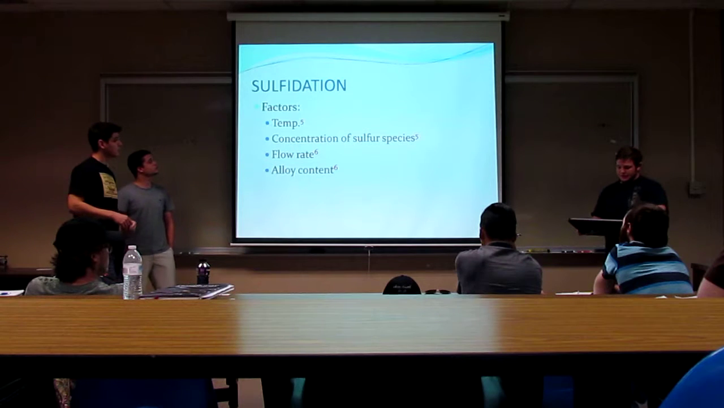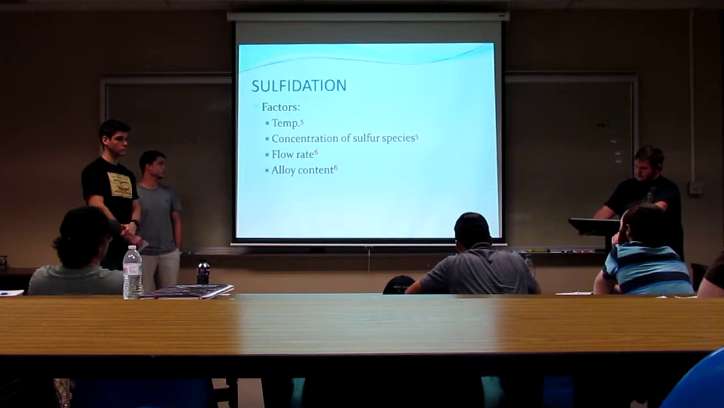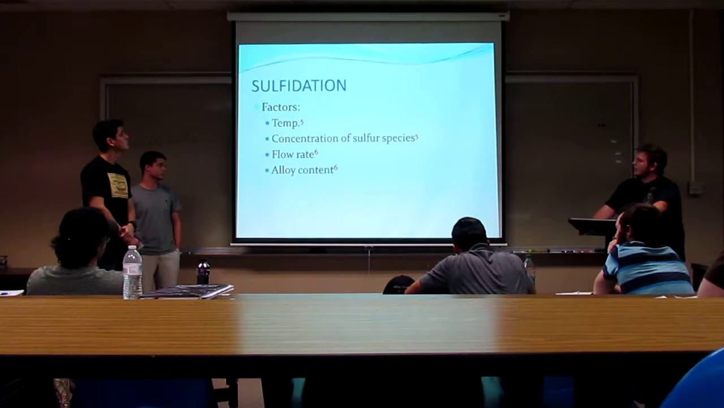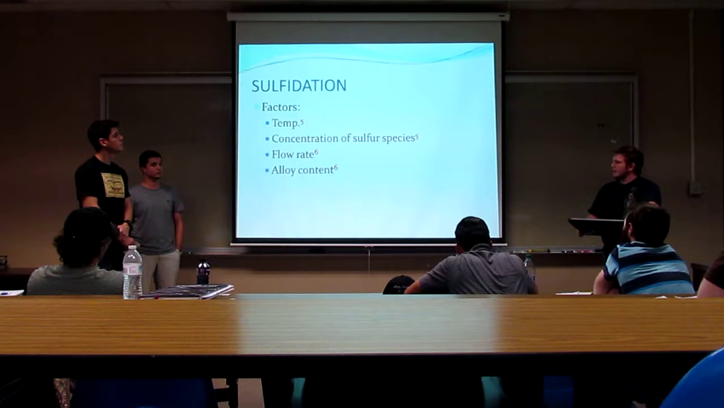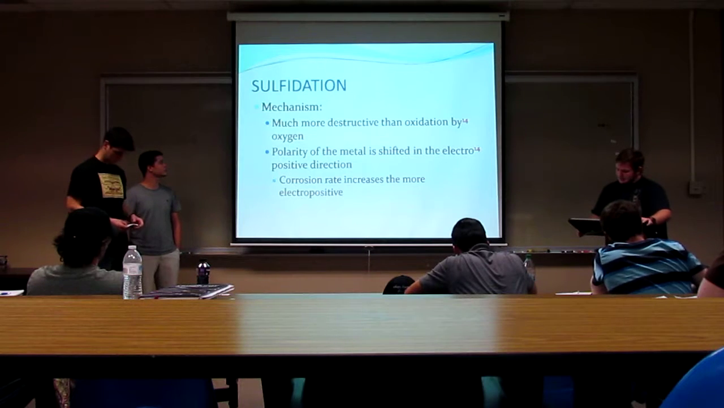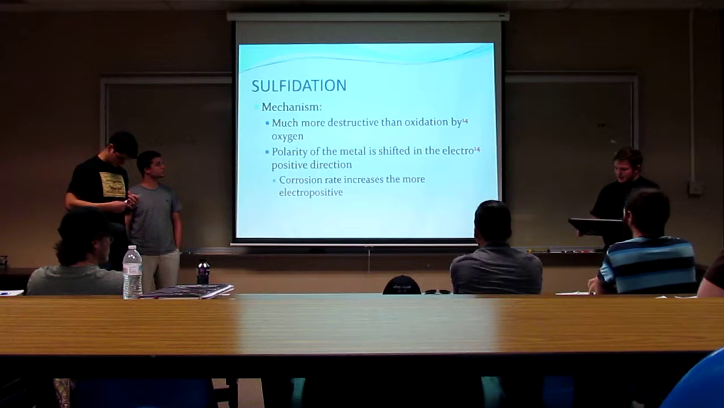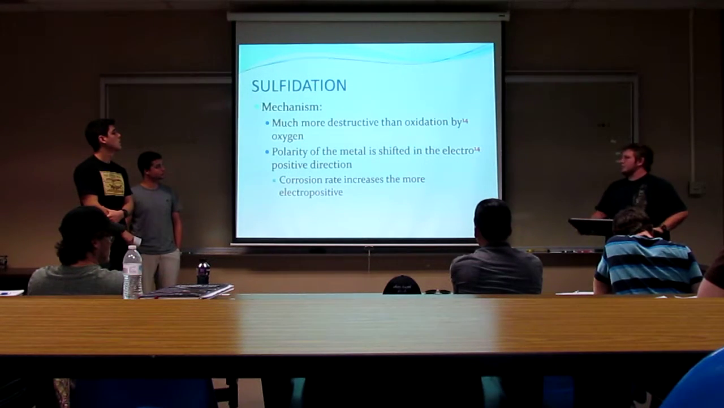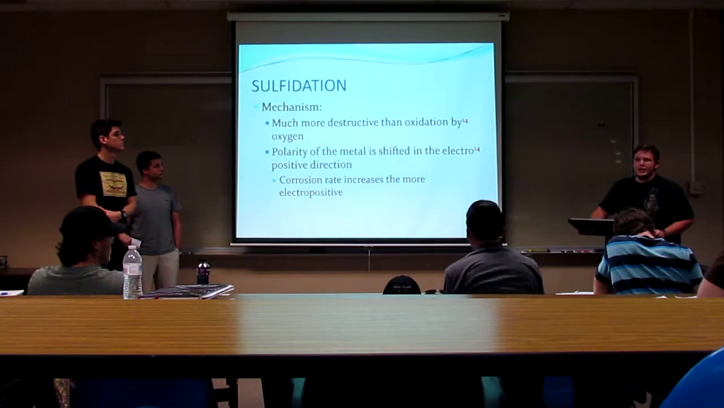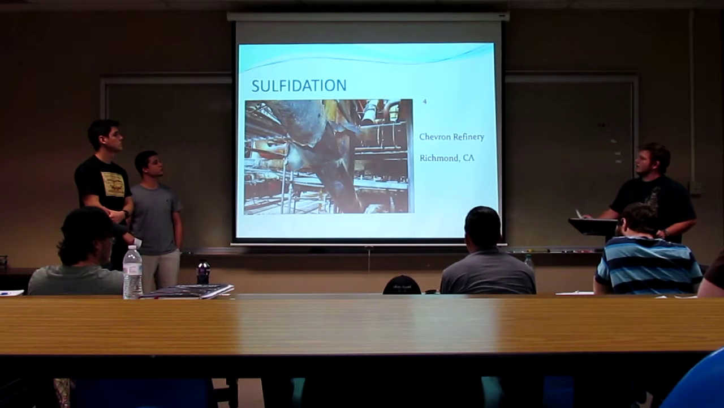Some different factors that affect sulfidation are the temperature, the concentration of sulfur species, the flow rate. The higher the flow rate, studies show it seems to cause more pipe wall thinning, and also the alloy content. The mechanism: it is a form of oxidation, but it's much more destructive than oxidation by oxygen. What it does is the polarity of the metal is shifted in the electropositive direction, and as that happens, the corrosion rate increases the more electropositive it goes.